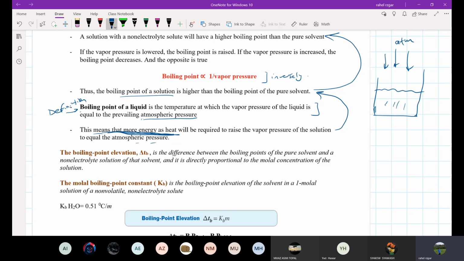So if you put some solute into the solvent, the solvent will become gas more difficultly. Why? Because if you remember from the previous lessons, when you put some solute into the solvent, the solvent will surround the solute, and the solute is non-volatile. Don't forget that. The solute is non-volatile. It cannot easily become gas. So we need more energy. We need more energy to free the solvent from the solute.